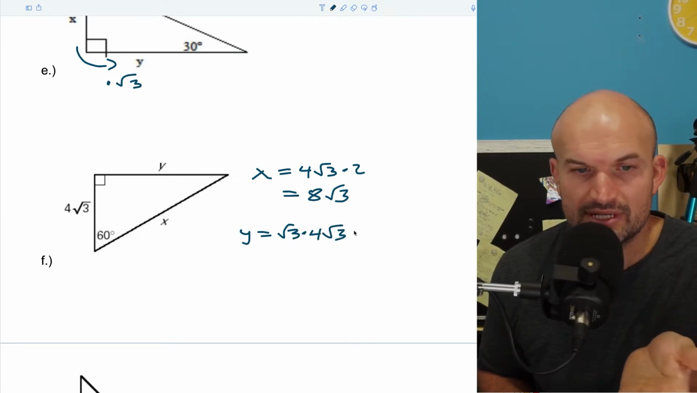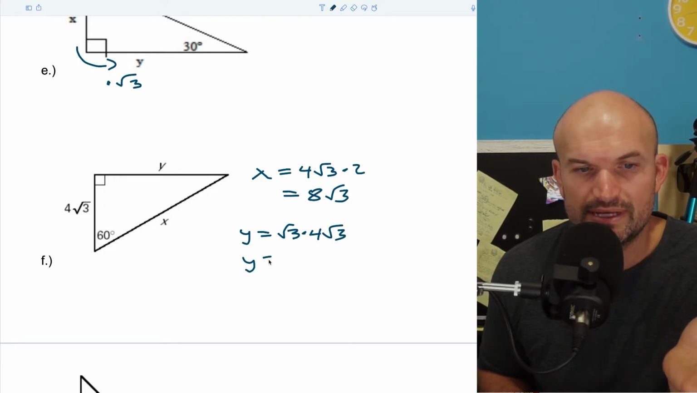Well, I can multiply square root of 3 times square root of 3. That's going to be 3. 3 times 4 is going to equal 12.